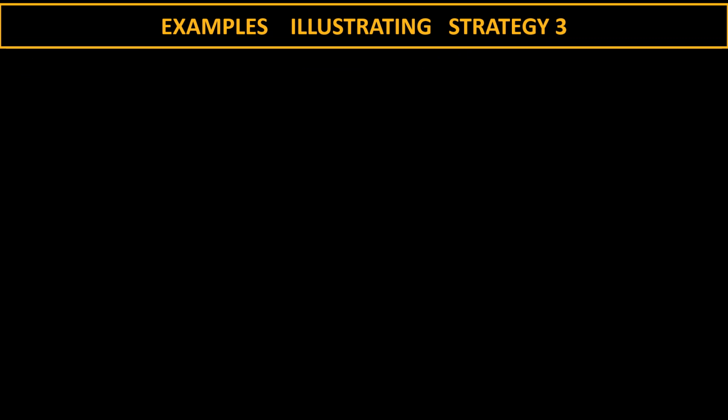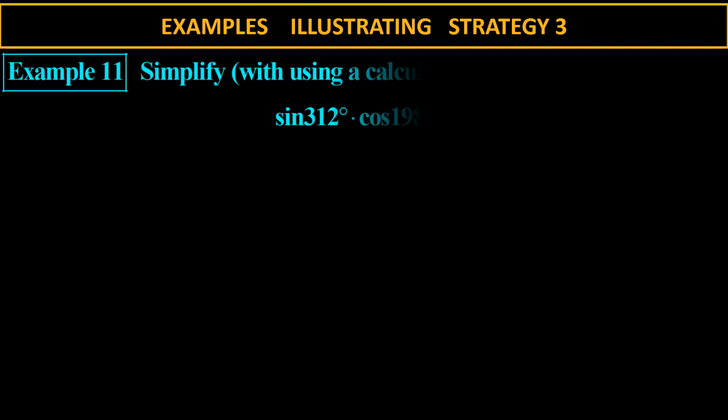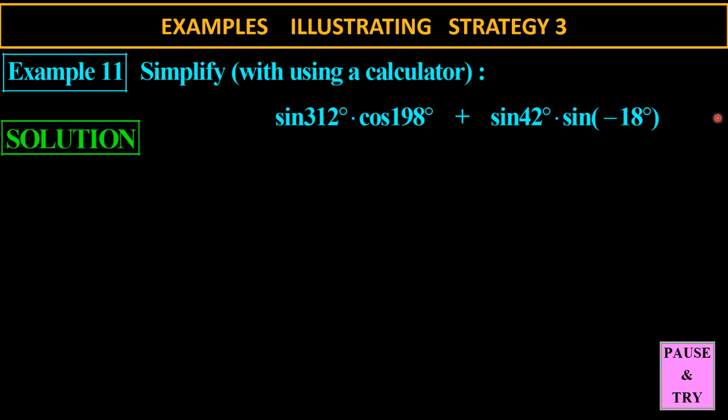Let's do one more example. Here we have to simplify, and the restriction here is without using a calculator. In other words, we can't enter this in the calculator and just get an answer. That will not be acceptable. So what strategy are you going to apply here?